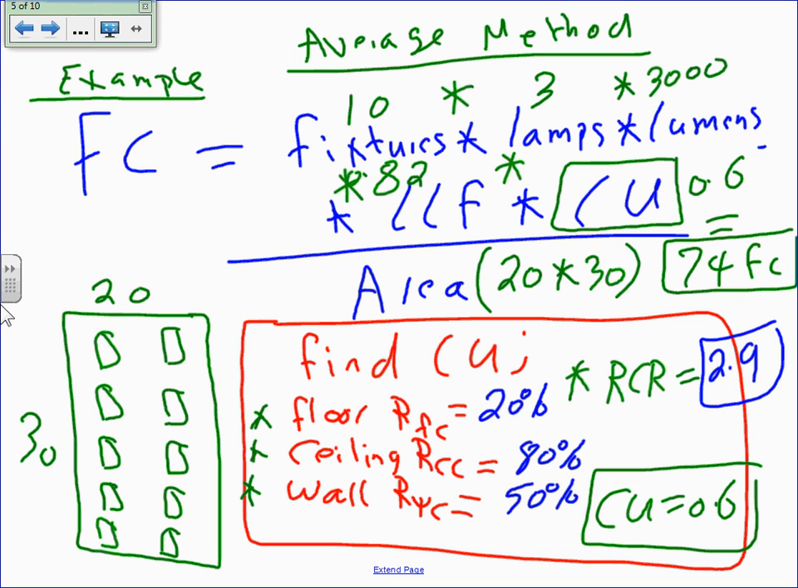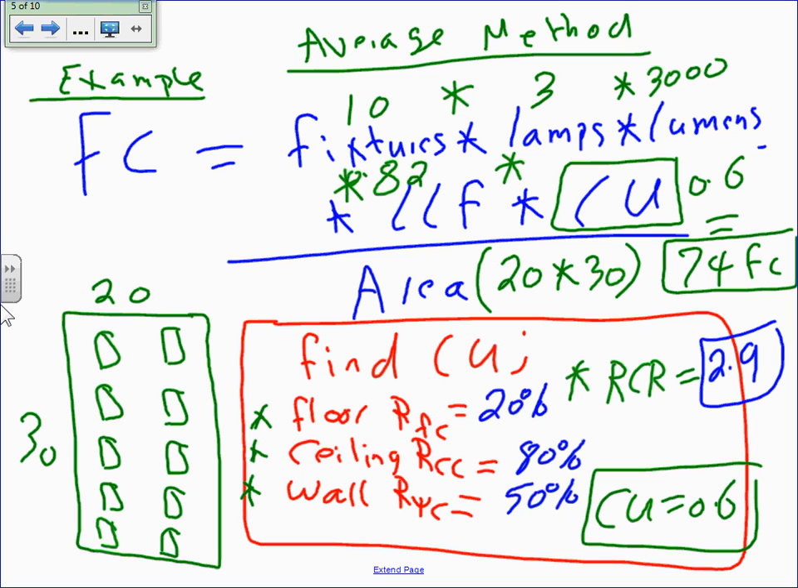So I have lumens times lamps times fixtures times light loss factor times coefficient of utilization. All the stuff that I've been telling you for the last 15-20 minutes, guys, the coefficient of utilization, all of this is to help me calculate the CU, the coefficient of utilization for this fixture. I used to give it to you in the formula. Now you need to calculate it.